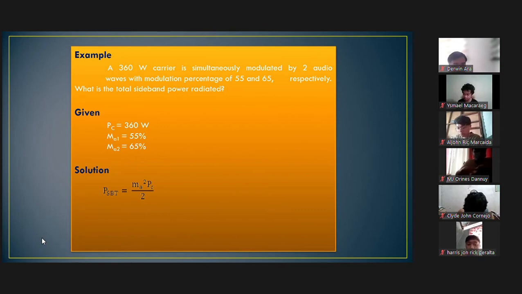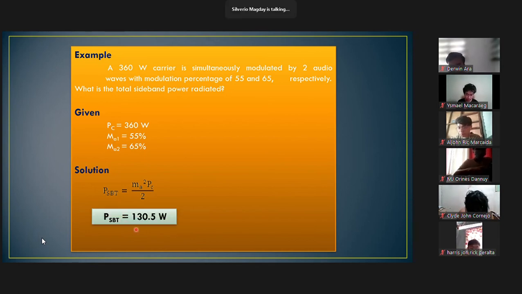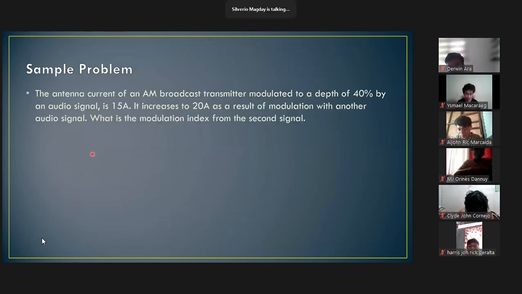How about yung iba? Kailangan ninyo munang kunin yung total na M: the square root of 0.55 squared plus 0.65 squared. That would result to 0.85, tama? And then yun yung gagamitin dito: M squared PC over 2. So that's 130.5. Ito next, before we proceed with the ending topics dito.